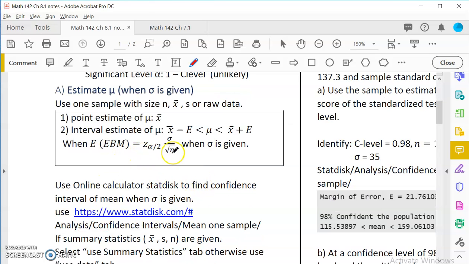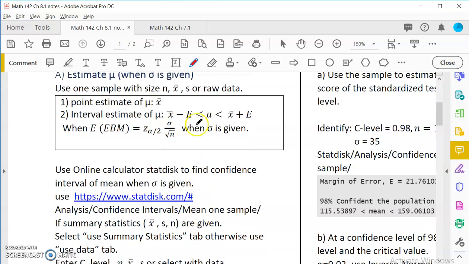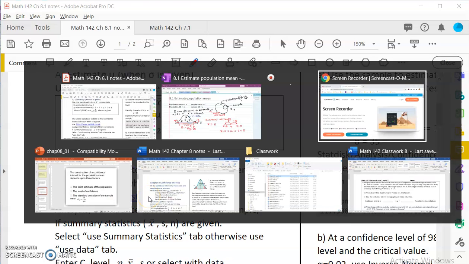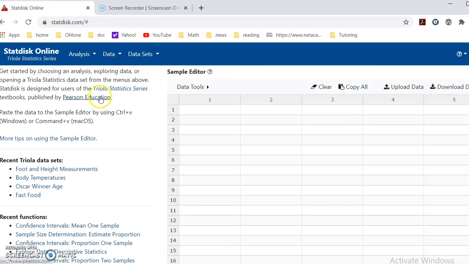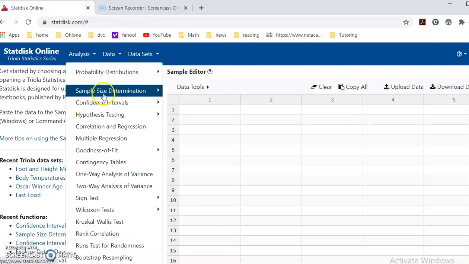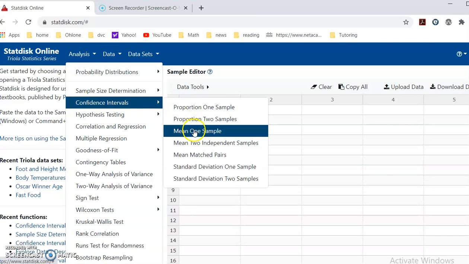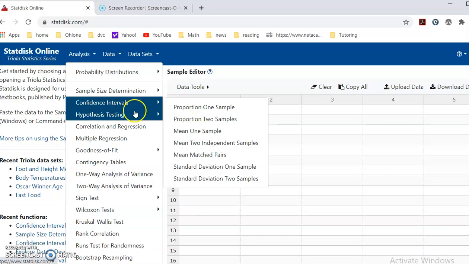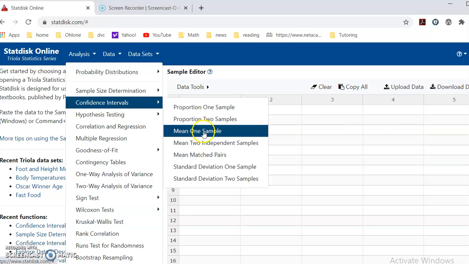So we don't have to calculate by hand. We need to understand how people calculate it. But this calculation is very standard, so we use a calculator to calculate it. The online calculator that we use is Statistics. Okay, so I have Statistics open here. It's under Analysis, Confidence Interval, Mean one sample. I want to do a confidence interval for mean using one sample.